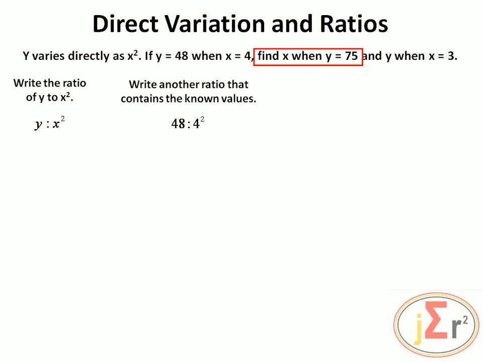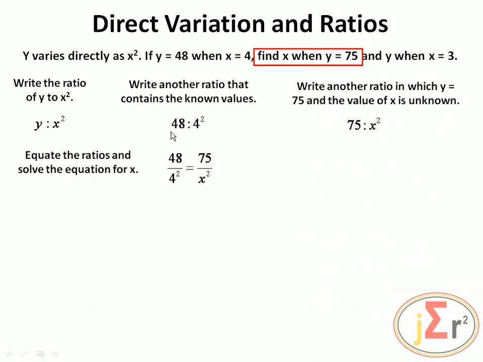So find x when y is equal to 75. What do we do? Y is 75 and we do not have x. So we're going to have the ratio 75 to x squared. Remember that the value of y is placed first. Now we are going to write these two ratios as fractions that we have right here, and we equate them, and we're going to solve the equation by transposition as usual.